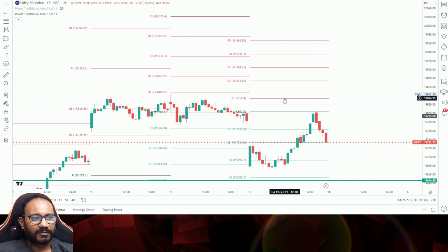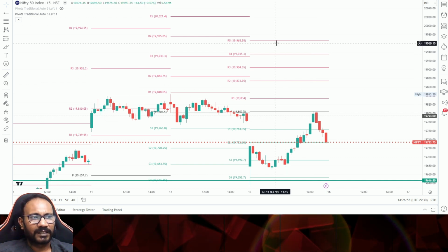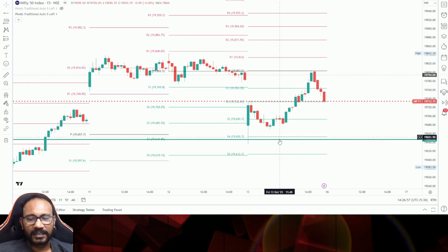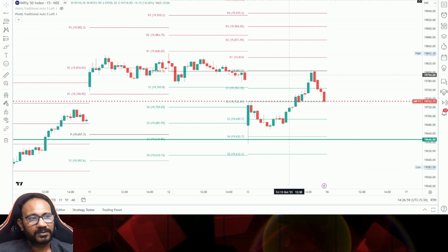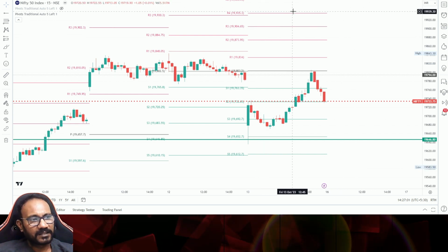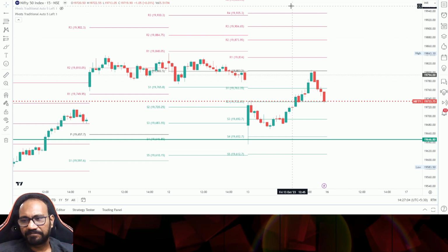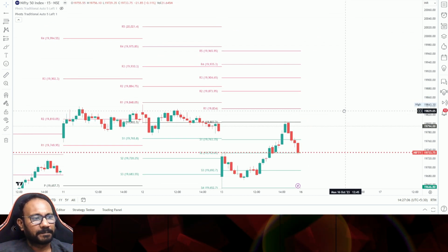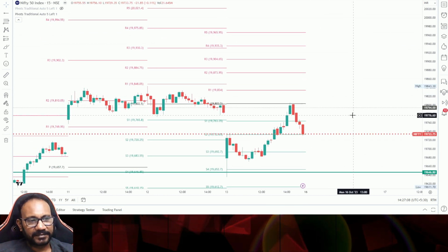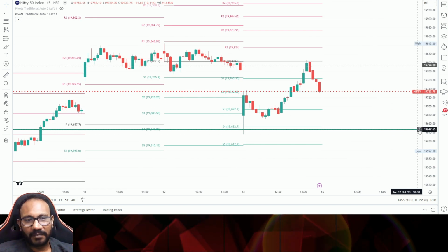And then there are likely resistances R1, R2, R3, R4, R5, and supports S1, S2, S3, S4, S5. These are supports and these are resistances. So this keeps changing for each day, right? And one of the things to keep in mind is to look at how the market reacted.